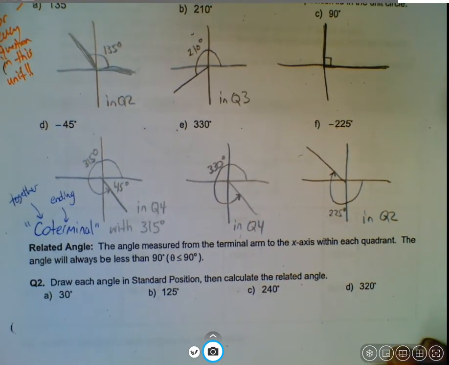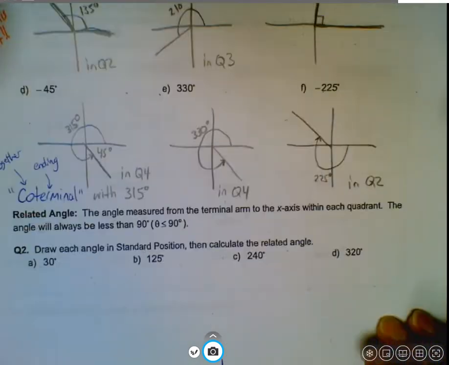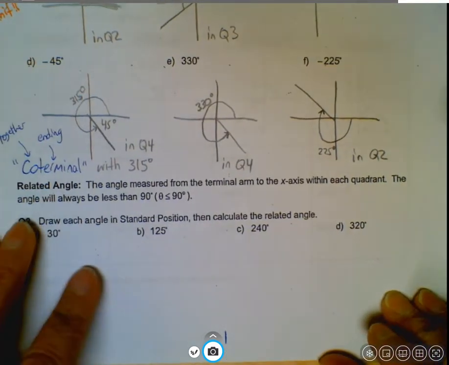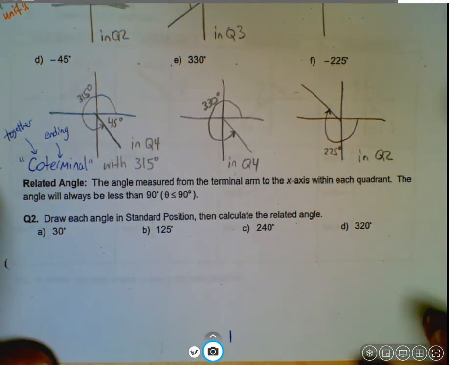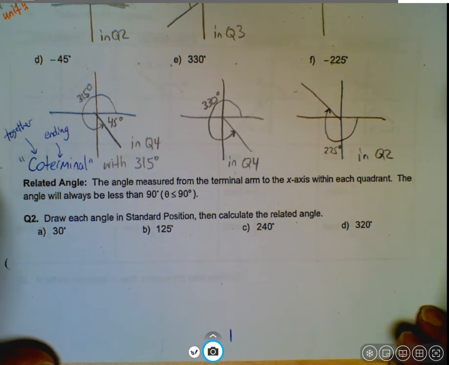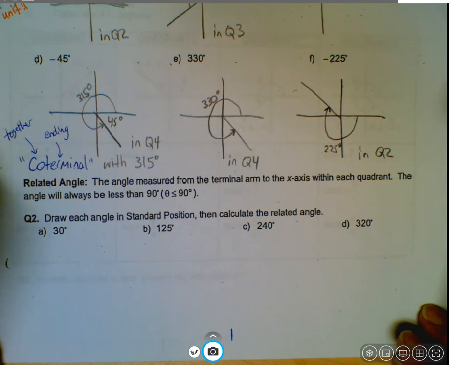Okay, new piece of information that's very, very important for us going forward. New language, related angle. Okay, so let's read. The angle measured from the terminal arm to the x-axis within each quadrant. What? It's between the terminal arm and the x-axis within each quadrant.